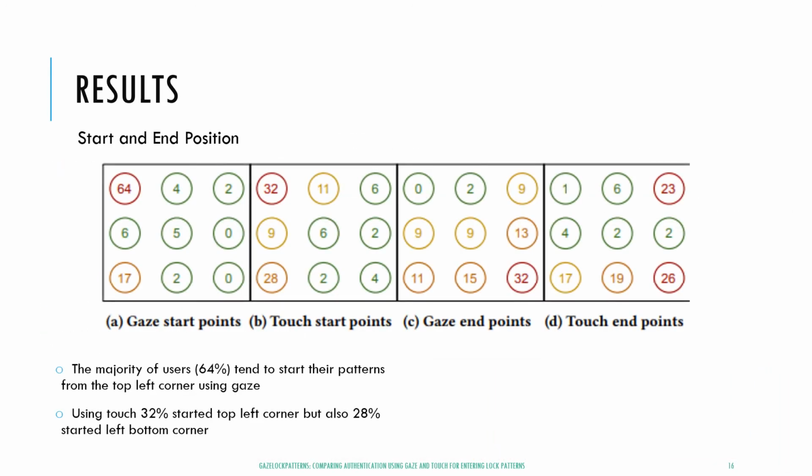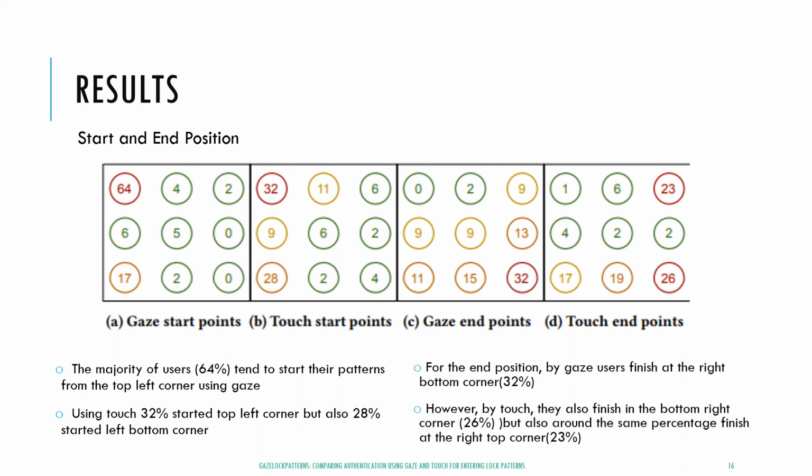As done in the literature, we also analyzed the start and end position of the patterns for both modalities. We found that the majority of users tend to start their patterns from the top left corner while using gaze. However, for touch, 32% of the patterns started from the top left corner and 28% of the patterns started from the bottom left corner. For the pattern end position, while using gaze, the majority of users tend to end their patterns with the right down position.